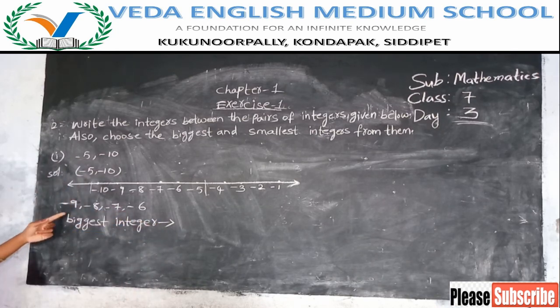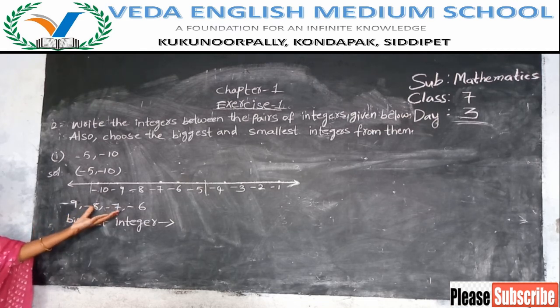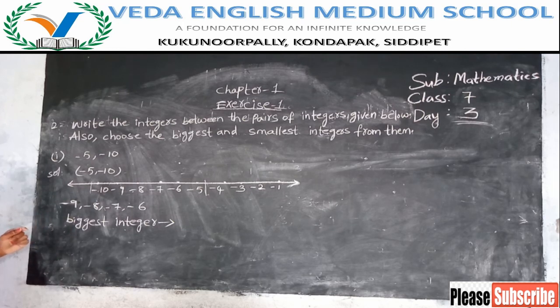Always negative numbers are smaller numbers, positive numbers are greater numbers, I said, and that is correct. But here we don't have any positive numbers. All are negative numbers only. In negative numbers we have to remember one thing I said already: the greater number becomes the smaller number, and the smaller number becomes the greater number.